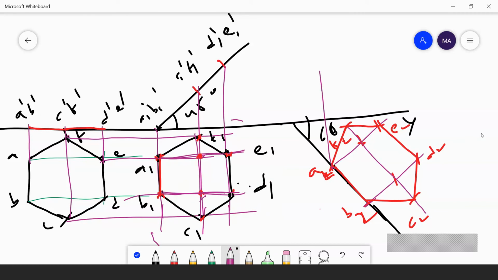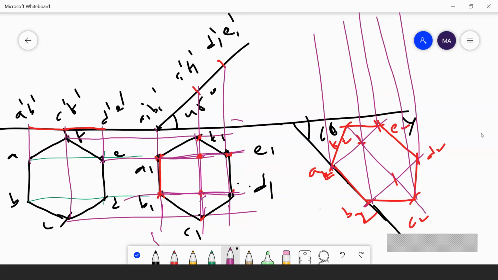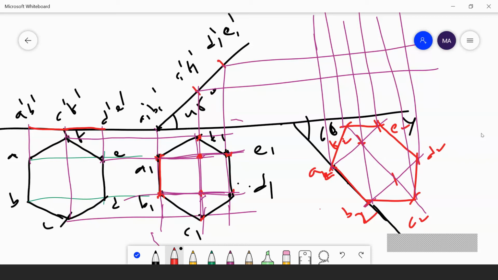I am projecting A, B2, C2, D2, E2, F2. I am projecting EF, DE and AB. I am marking the same points here now. I am marking A2. I will get A2 dash here.